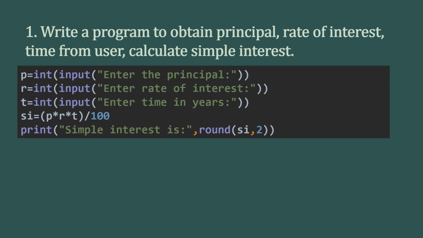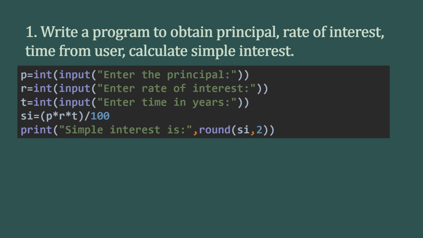So this is a very simple program. You have to take these three values. Principal I have taken in a variable P and rate of interest in a variable R, and T is taking time in years. Now we will calculate simple interest like this. SI is equal to P into R into T divided by 100. So the simple interest will be calculated and it will be stored in a variable SI.